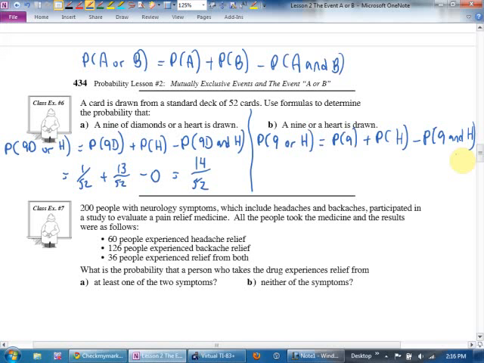All right. Evan, what's the probability of a 9? 4 out of 52, plus 13 out of 52, minus how many nines are hearts at the same time? 1 out of 52. So 4 plus 13 minus 1, 17, take away 1, 16, out of 52.